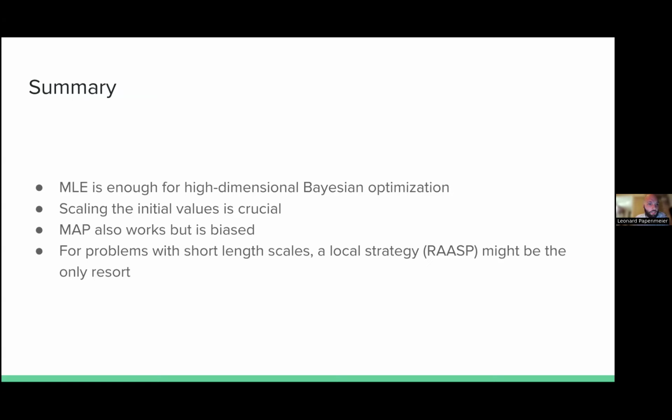So in summary, maximum likelihood estimation is enough for high-dimensional Bayesian optimization, but scaling the initial values is crucial. MAP, which was proposed, also works, but has this bias towards a specific length scale value. And for problems that require short length scales, a local strategy like RASP might be the only resort. So that was it.